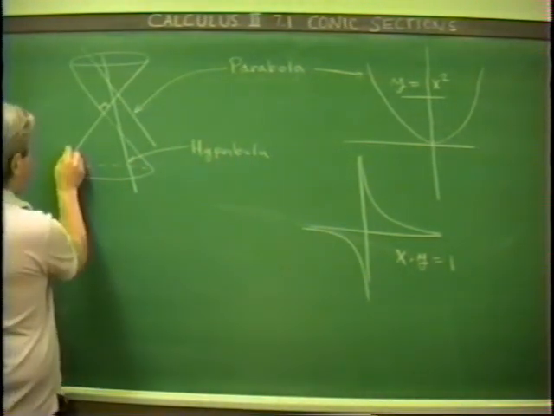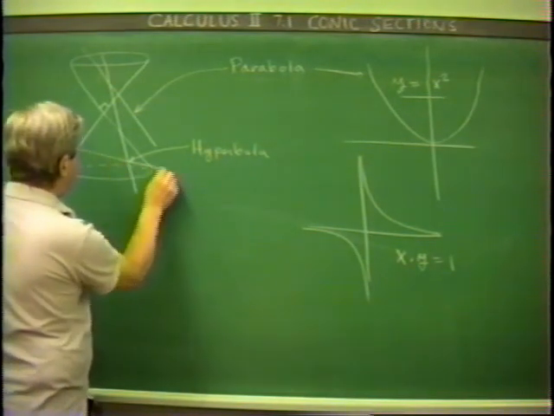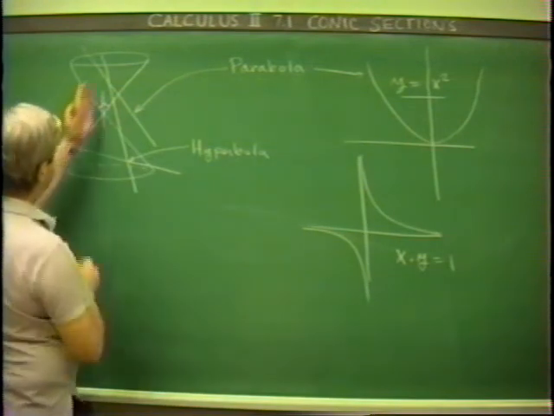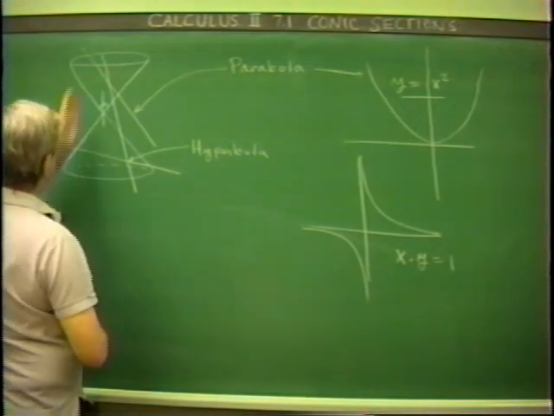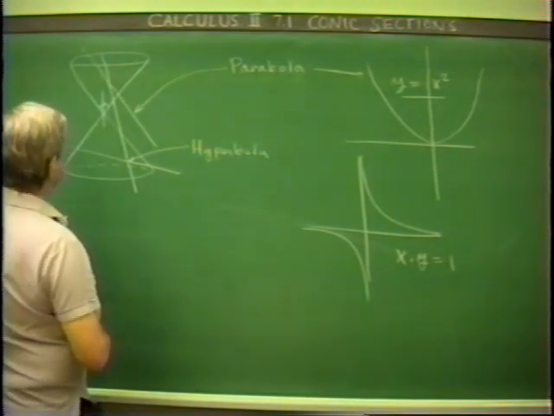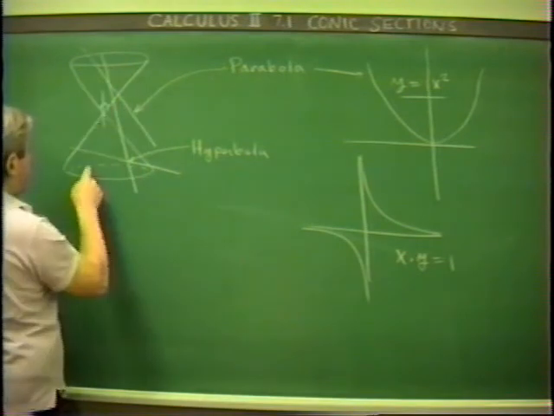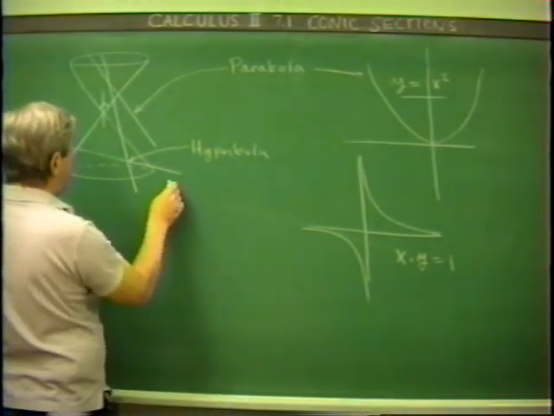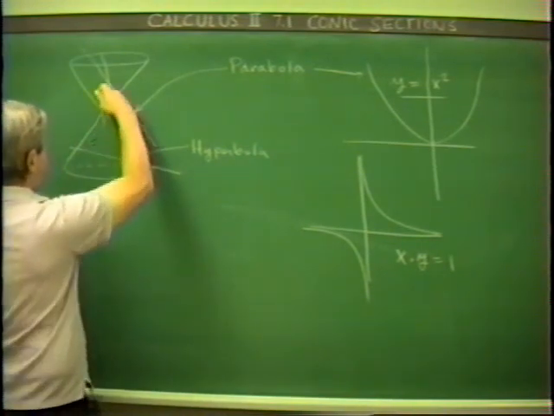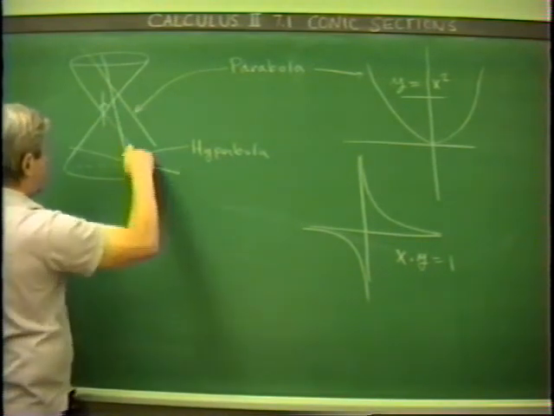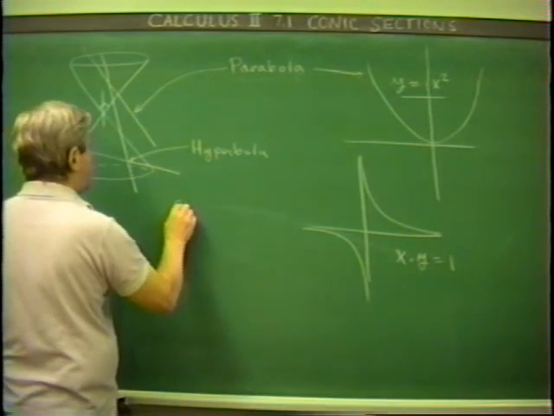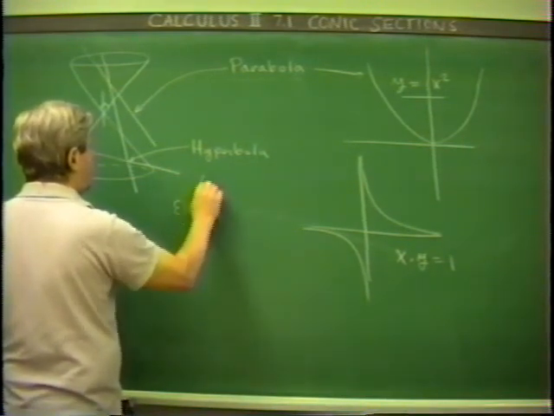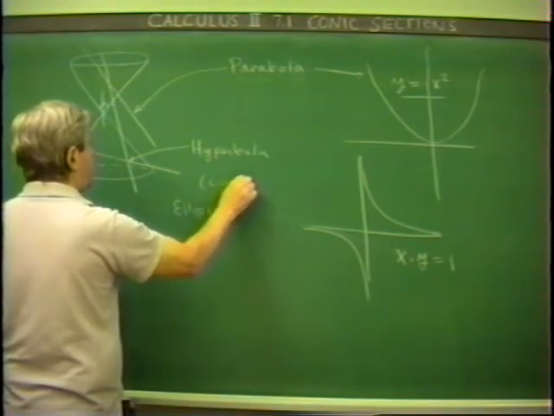If we take now a plane that goes through at an angle to this main axis of the cone, a central line through the cone, and you intersect this here, as long as this is not perpendicular to this central line, you're going to end up with what's called an ellipse. If it's perpendicular, you end up with a circle.